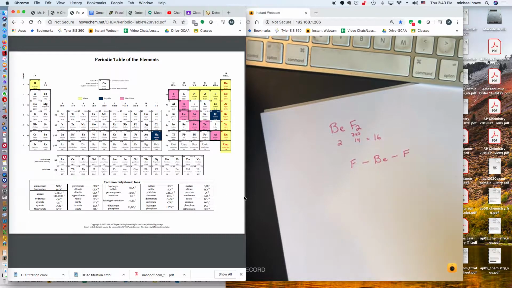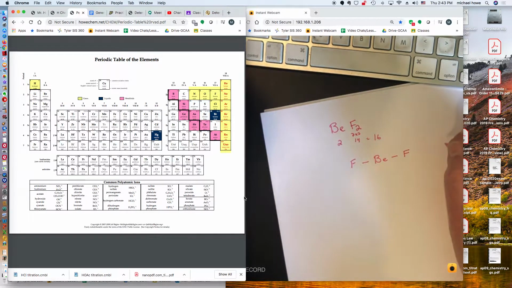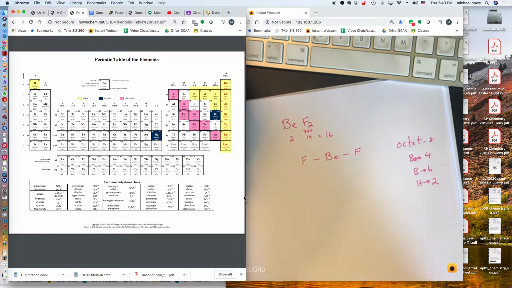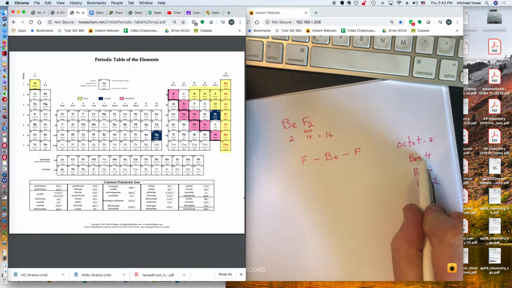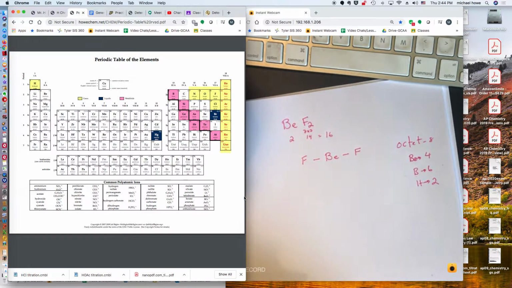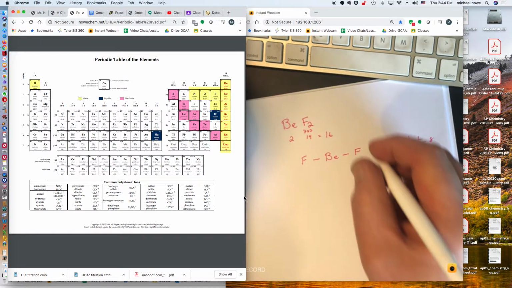In that same video, I told you that most things tend to obey the octet rule. Octet means 8 electrons in the outer shell. Except for beryllium, which will only end up with 4 in its outer shell, and boron with 6. And hydrogen only ever has 2 in its outer shell. So octet means 8. Beryllium only will be happy with 4, boron 6, hydrogen 2. Other things, you just assume they're going to go for 8 in the outer shell. All right, so I have 16 electrons.